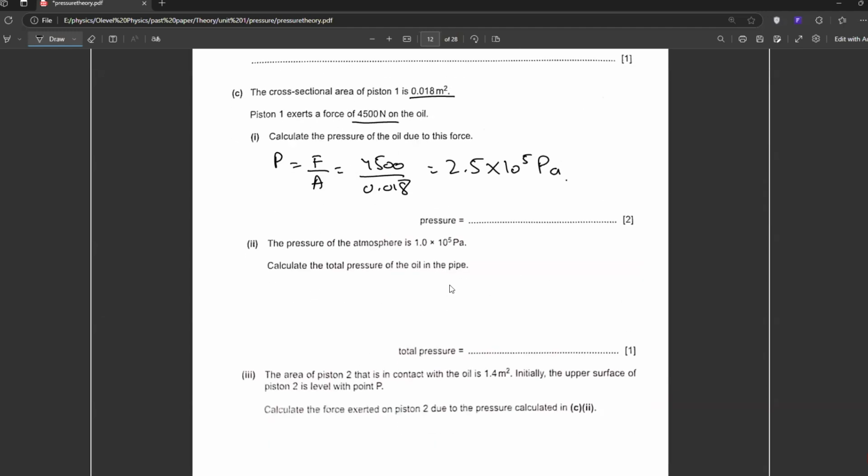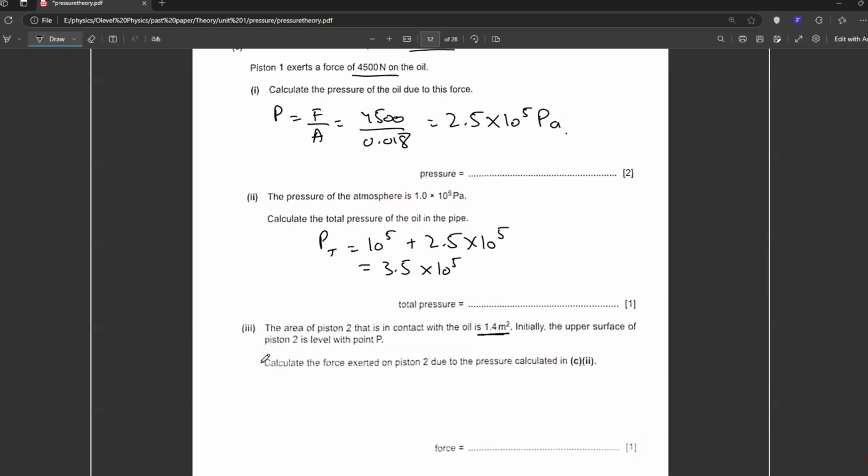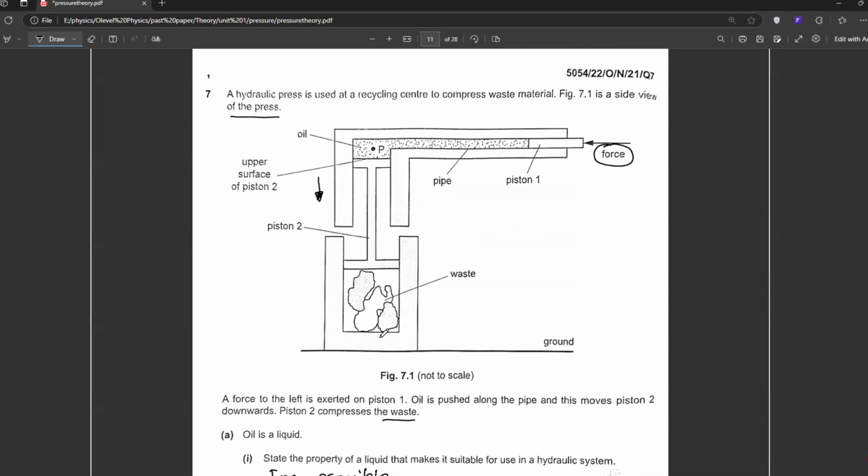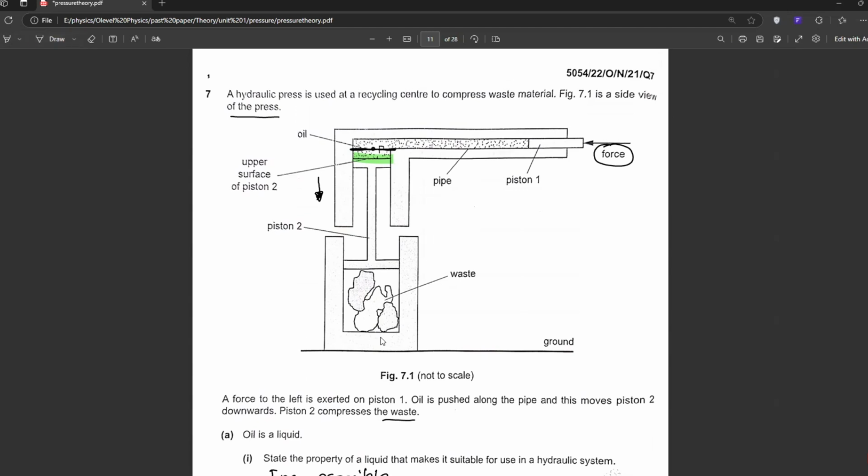The atmospheric pressure is given. You have to calculate the total pressure. Total pressure equals 10 raised to the power of 5 plus 2.5 into 10 raised to the power of 5. This comes out to be 3.5 into 10 raised to the power of 5. The area of piston 2 that is in contact with the oil is 1.4 meter square. Initially, the upper surface of piston 2 is level with point P. So initially this green surface is level with point P like this.